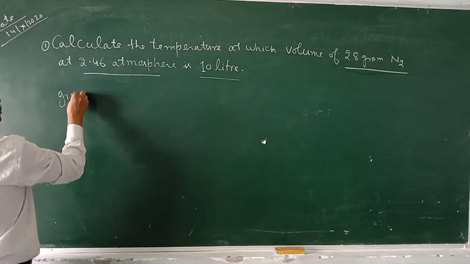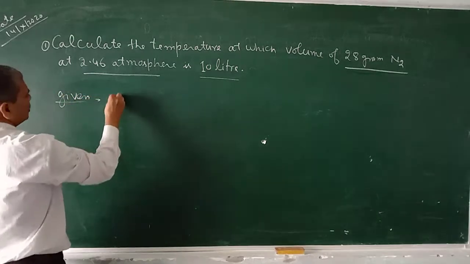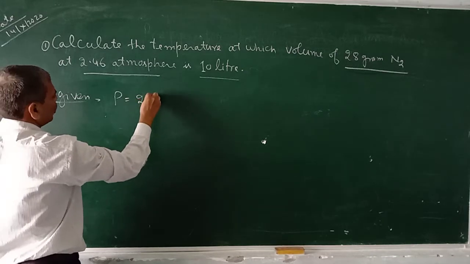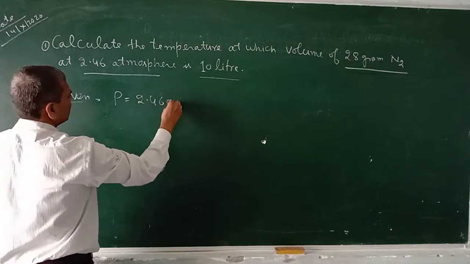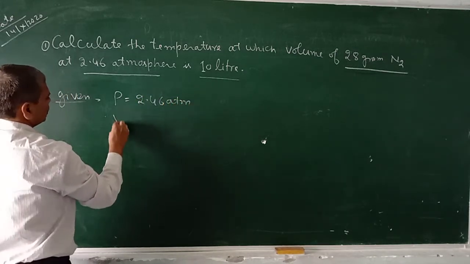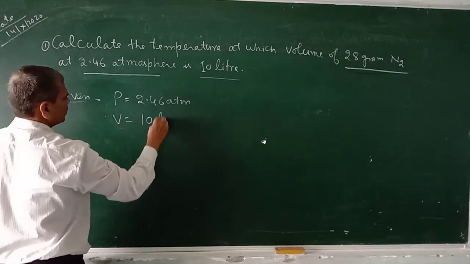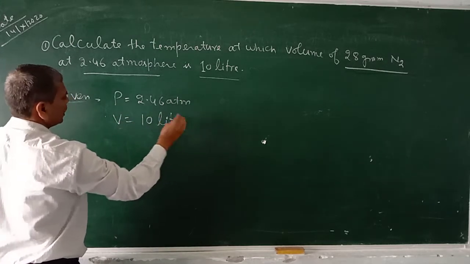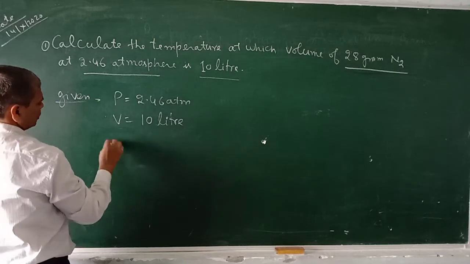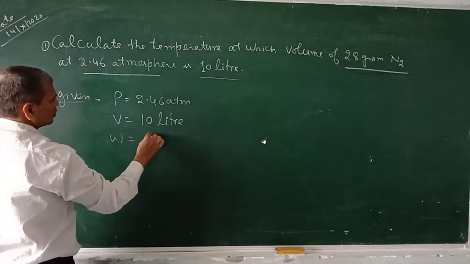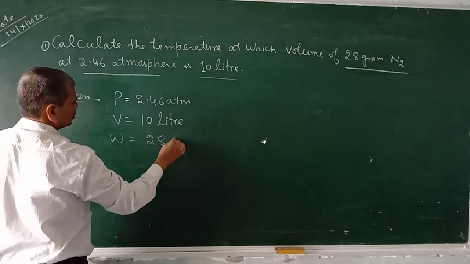Given first, pressure is 2.46 atm, volume is 10 liter, mass of nitrogen is 28 gram.